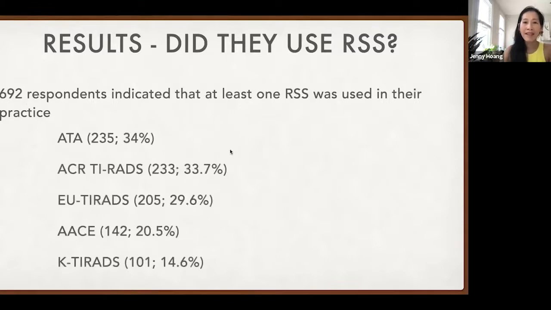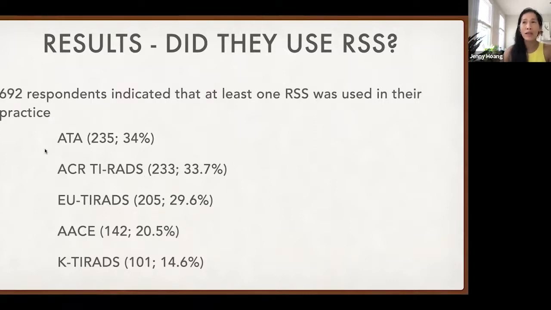And here are the 5 risk stratification systems, and this is the use of the risk stratification system. So 34% used ATA. So this is not just if you used ATA alone, but if your organization, your institution used ATA. So ATA was used in the practice 34% of the time. ACR TI-RADS 33.4%, 33.7%. So very close. EU TI-RADS is third, AACE, and then Korean TI-RADS last. And these numbers, of course, don't add up to 100% because this is if you use it at all. So there are people that use more than one risk stratification system in their organization.